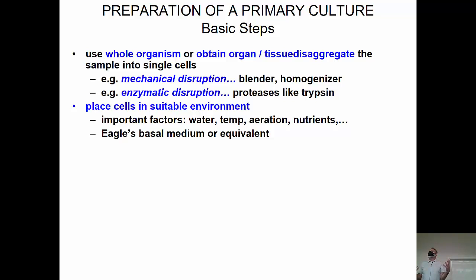So if you're trying to set up a primary culture, you start with a tissue of interest, and you have to break the cells apart. You can do this enzymatically or mechanically. Often you might combine both. The cells in a tissue are held together by protein interactions, so you might add a protease. Proteases cut proteins, and that helps to break the cells apart.